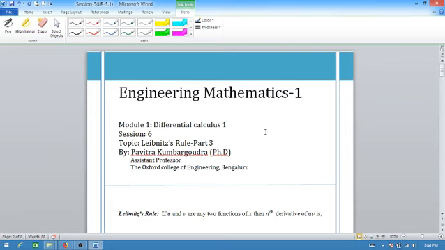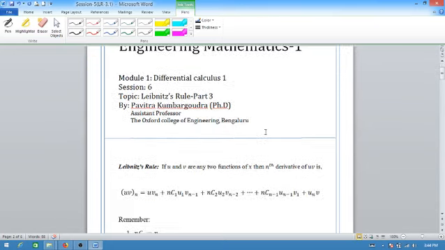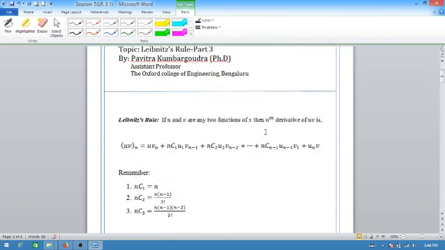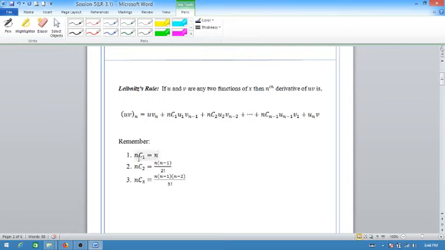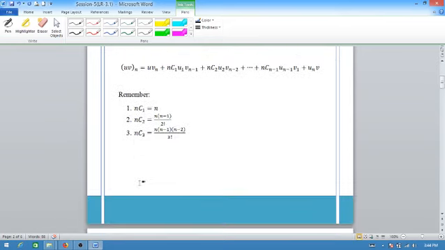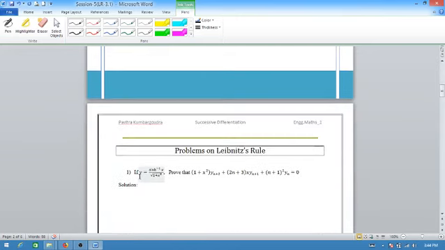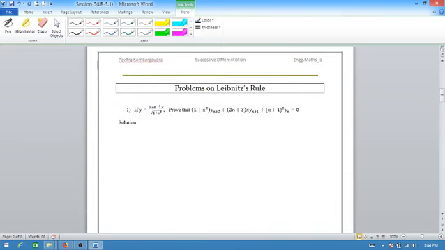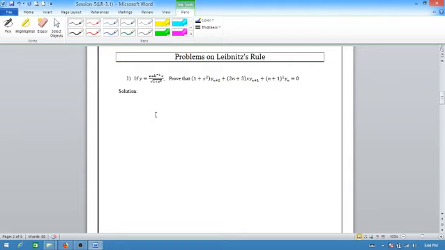So in this session, we'll solve some more problems on Leibniz Rule. In the last session, I told you Leibniz Rule is finding the nth derivative of the product of two functions. So this is the Leibniz Rule formula. Then you have to remember these nC1, nC2 and nC3 formulas. In this session, I have considered two problems. The first problem is, if y is equal to this, then you need to prove the result. So write the solution.